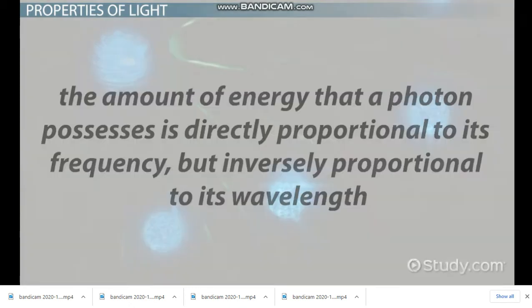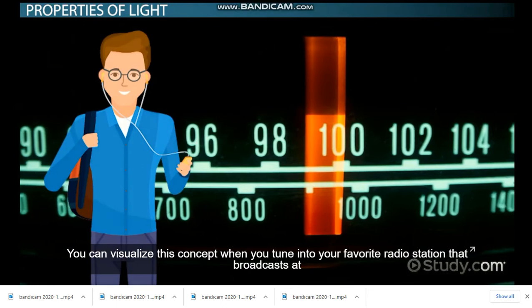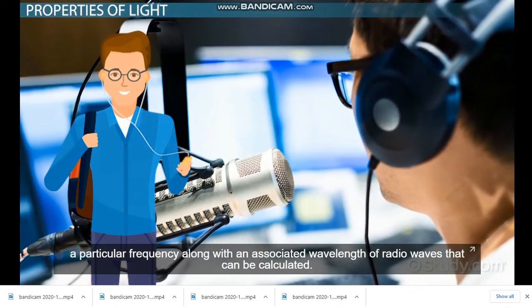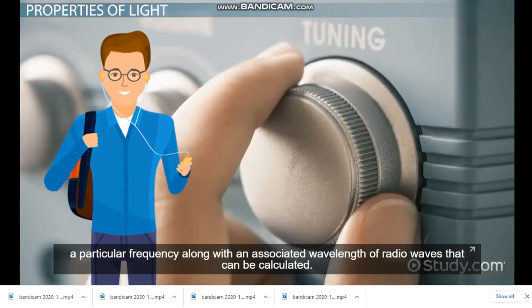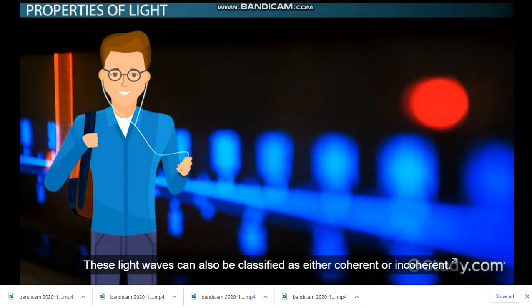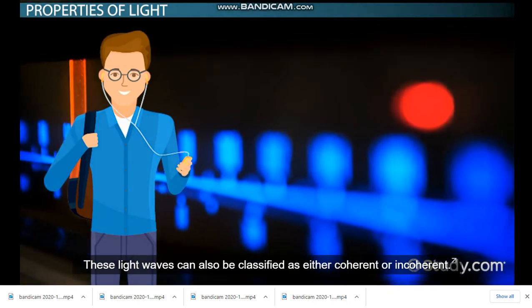Thus, the amount of energy that a photon possesses is directly proportional to its frequency, but inversely proportional to its wavelength. You can visualize this concept when you tune into your favorite radio station that broadcasts at a particular frequency, along with an associated wavelength of radio waves that can be calculated. These light waves can also be classified as either coherent or incoherent.